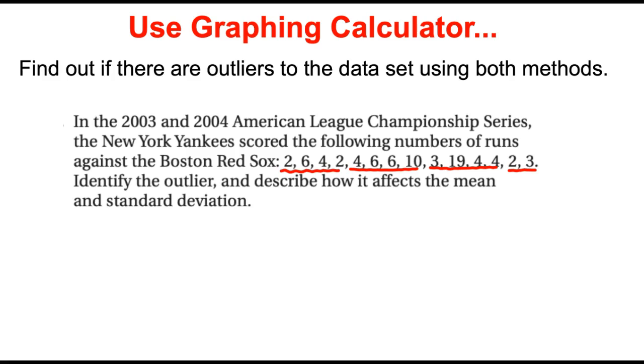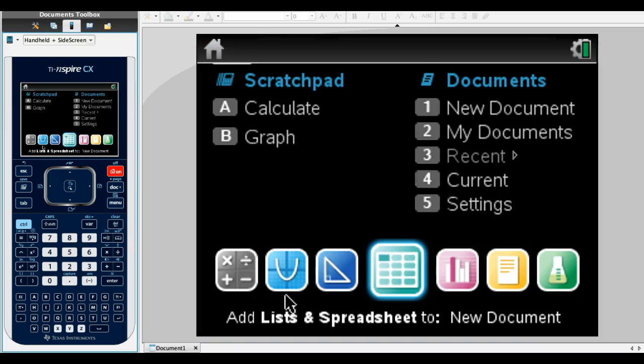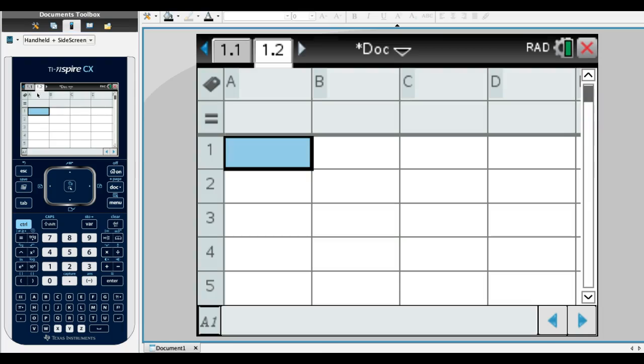Okay, the last part to this, we're going to show you how to do this on the calculator. So if you want to grab a TI Inspire, I'm going to show you how to do this on there. It's pretty slick. All right, so we take our TI Inspire, and you open up a spreadsheet, which is this icon right here, and it will give you a blank spreadsheet.